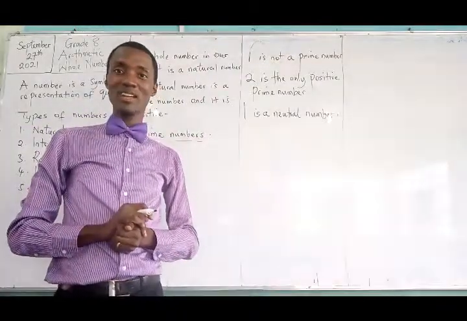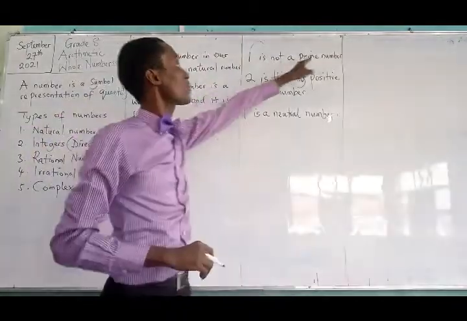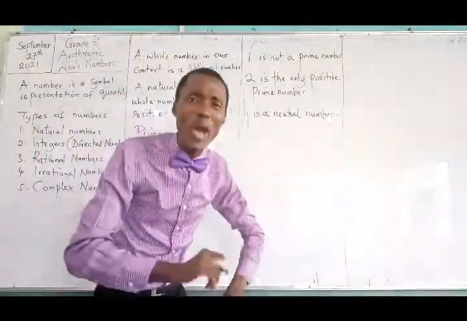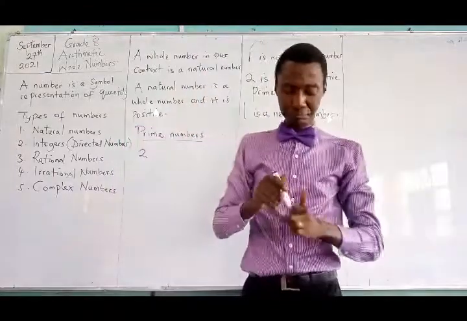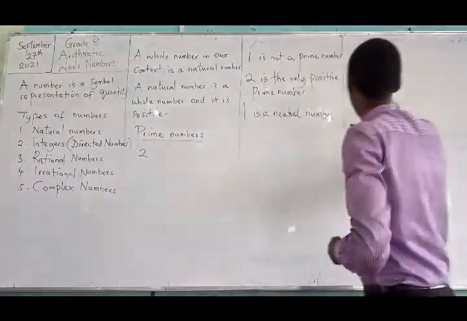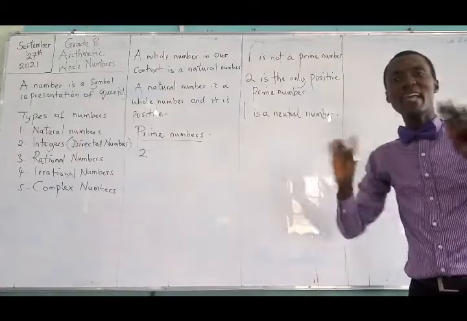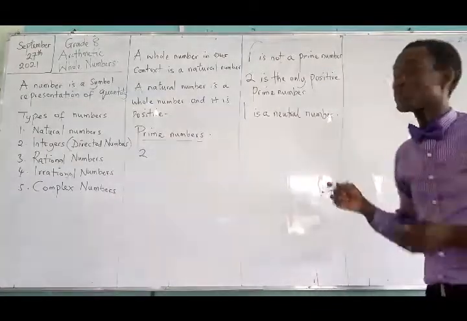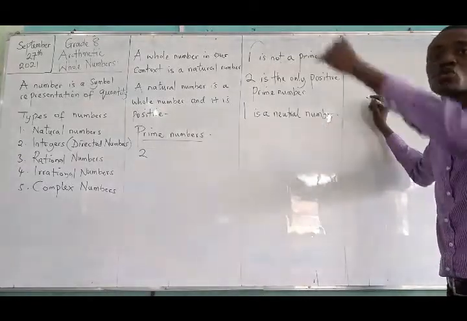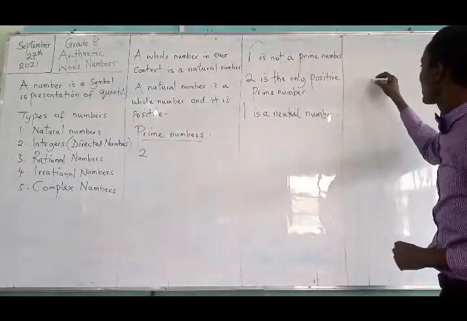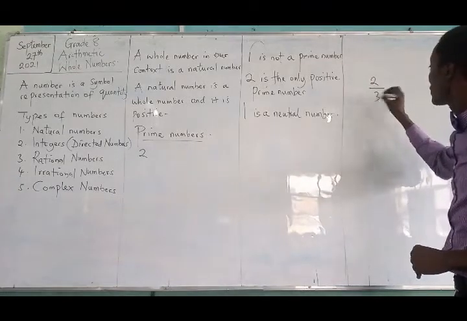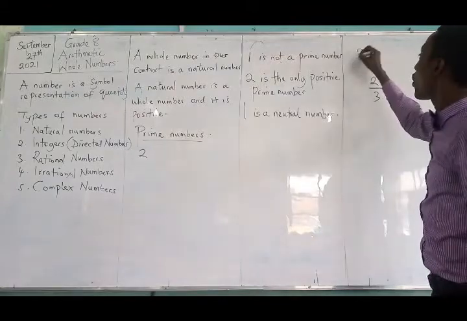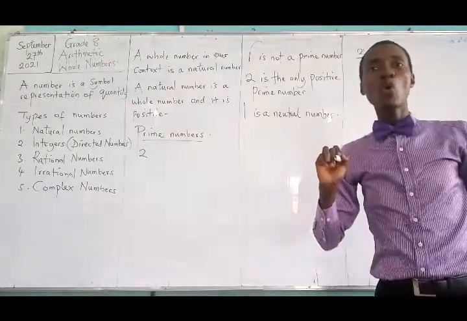Are we learning something? I trust you are. 1 is not a prime number, but it has an identity. It's called a neutral number. Why is 1 called a neutral number? I'll tell you why. If I imagine 1 to be my denominator, you have been taught fractions, I trust. So what's a fraction? A fraction expresses 2 whole numbers. Let's say 2 over 3. That's a fraction. But if I say 2 over 1, the answer will be what? 2.